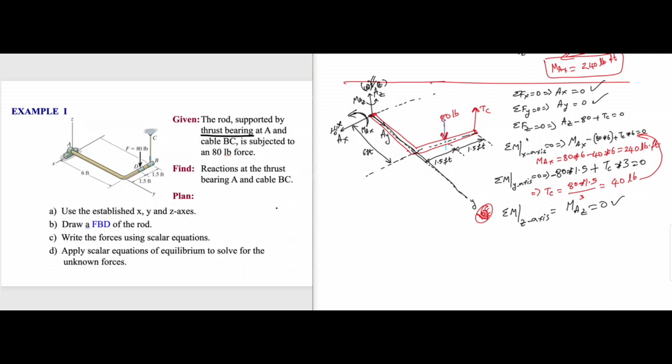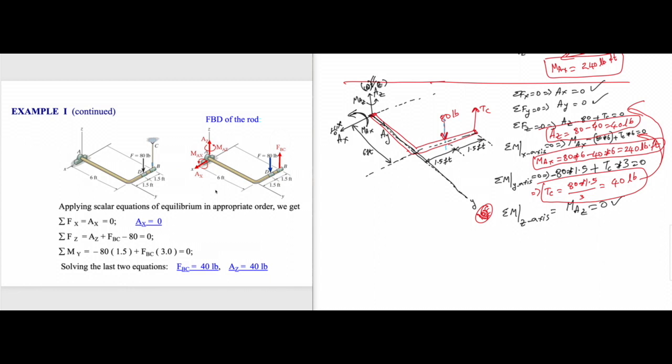Then plug in TC here, then we get AZ to be 80 minus TC, which is 40, so you get 40 pounds. So we found AZ, we found MAX, we found TC. That's what we found out. That's the answer for this problem.